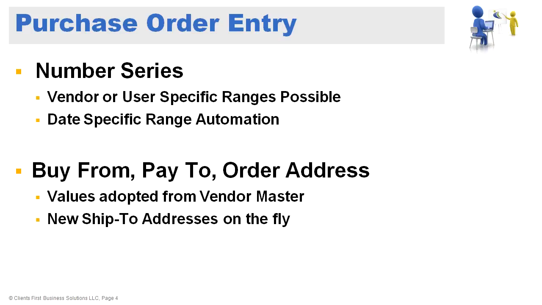So on a PO, we're going to first cover the number series, where we can have vendor or user specific ranges. Maybe a purchasing agent in your company, if you have 2 or 3 of them, have different ranges of numbers. Or if we want to segregate trade payables versus other business related payables and purchase orders associated with them. We can also specify date specific range automation. And we'll talk about the buy from, pay to, and multiple vendor order addresses.